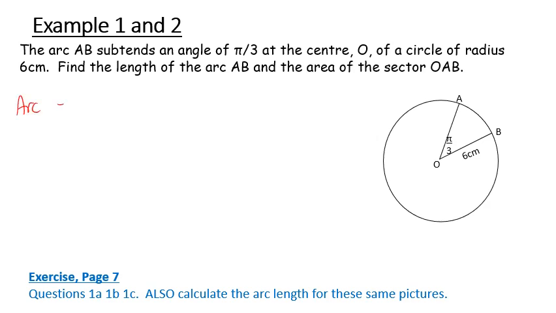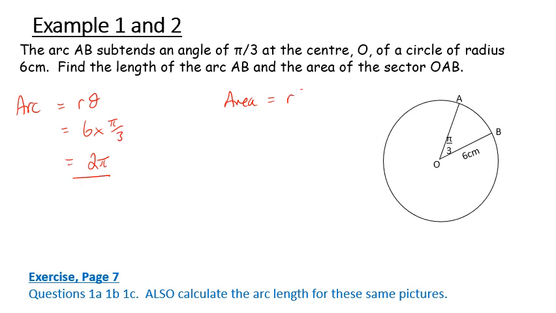So the arc length, using our formula from earlier, is just r theta, radius times angle. So for this question, that's just 6 times pi over 3, which can be simplified into 2 pi. You can leave your answer as 2 pi if you want to. It depends whether it asks you for a decimal or not. But I'm quite happy to leave that in terms of pi. It's a bit more accurate than a rounded decimal.